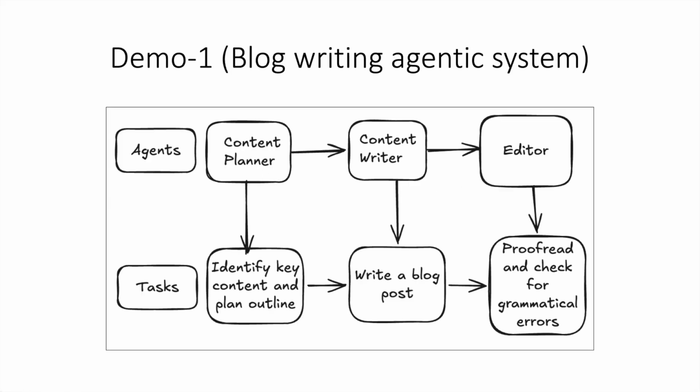So now we will go for the demo, right? This is the first use case where we have to build a blog writing agentic system. Here we have defined three agents: content planner, which will identify the key content and plan the outline. Then we have an agent, content writer, which will write a blog post. And then we have the editor, who will proofread and check for grammatical errors.